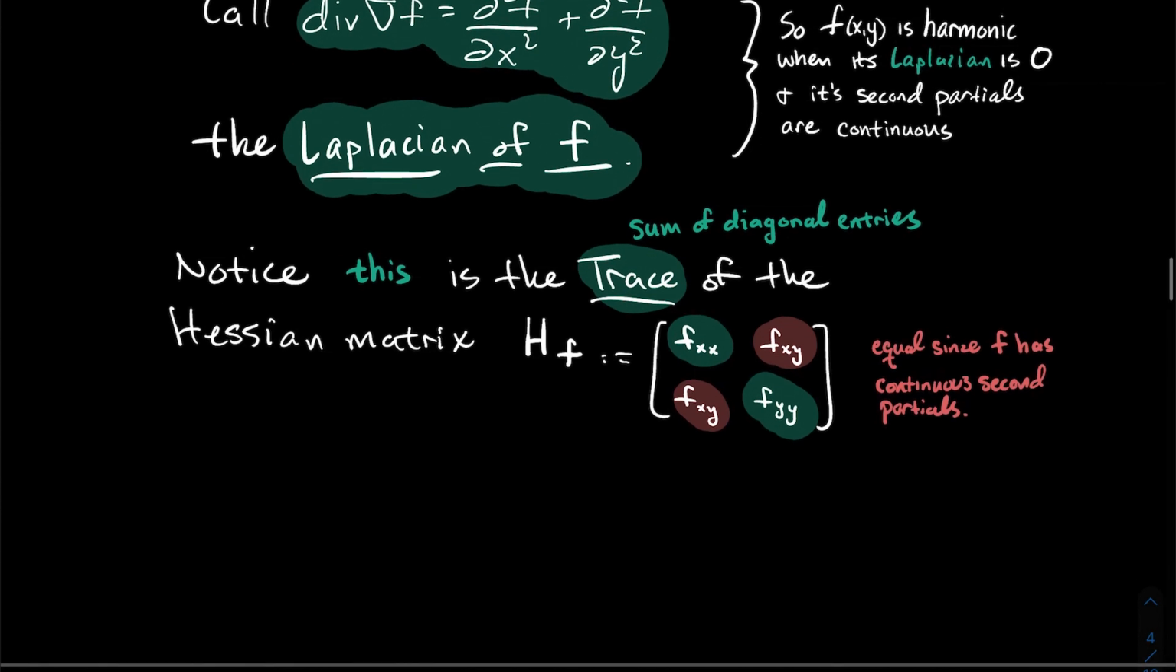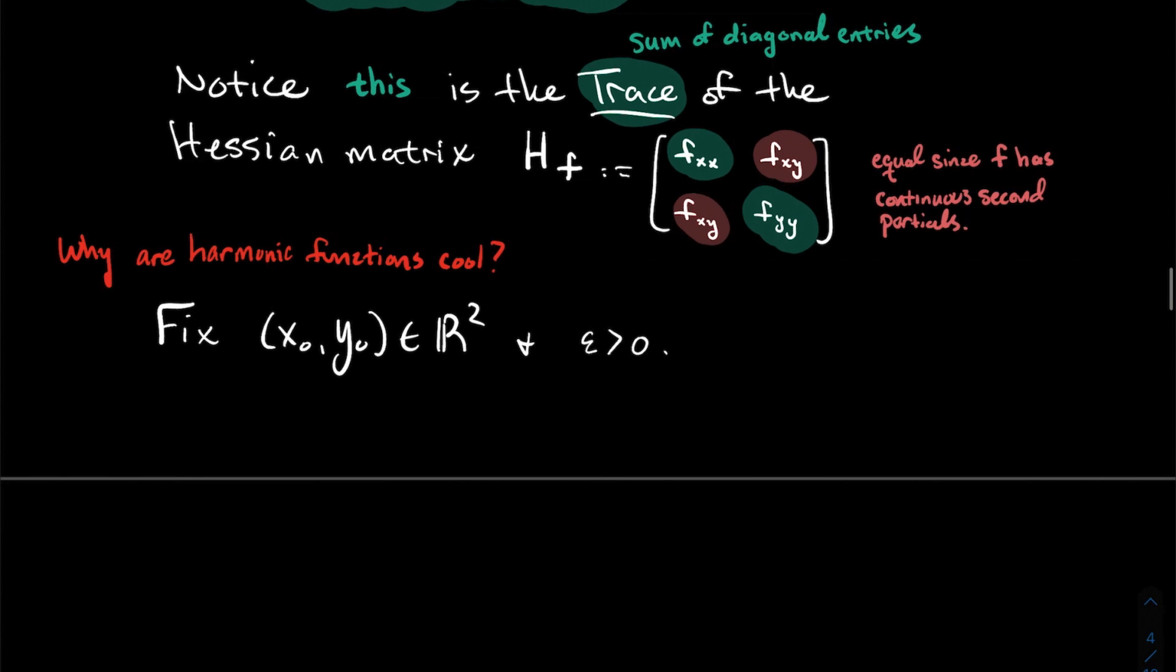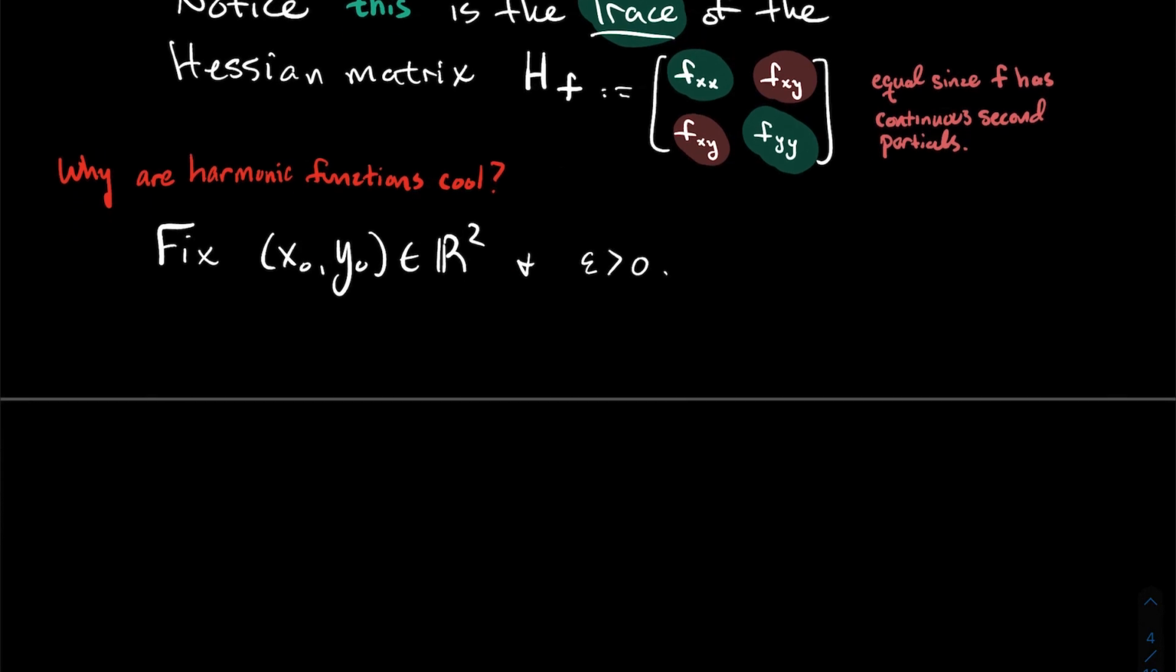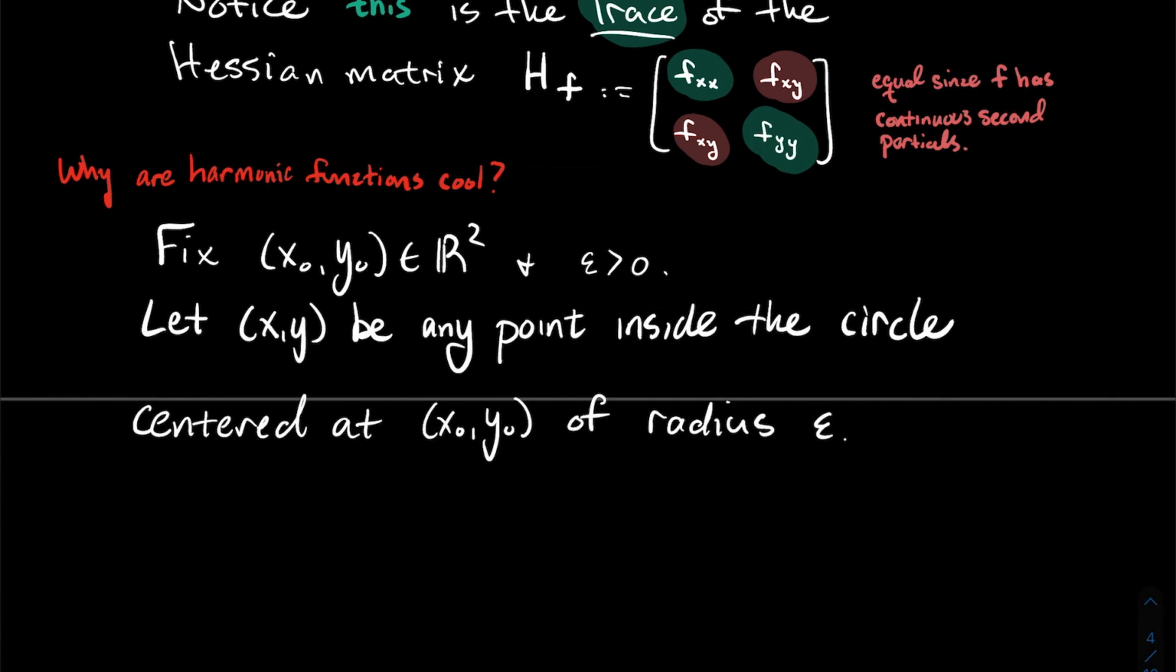Okay, so we've gotten a little bit off task. Why are harmonic functions cool? Let's fix a point in the plane, x0, y0, and let's fix some positive number epsilon. And let x, y be any point that's inside the circle centered at x0, y0 of radius epsilon. I've got a little picture over here. So x0, y0 is the center, and x, y is just some other point inside this little circle.